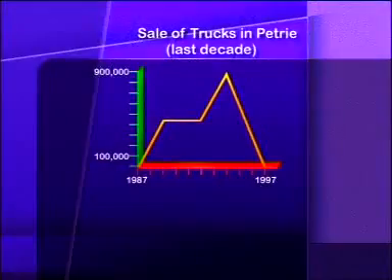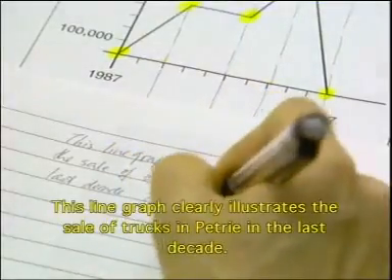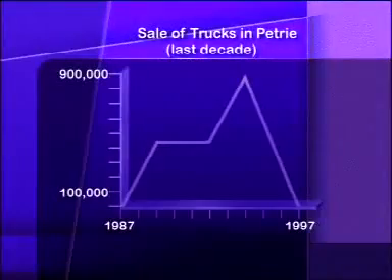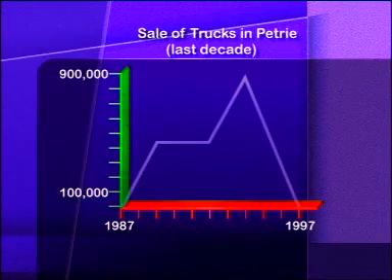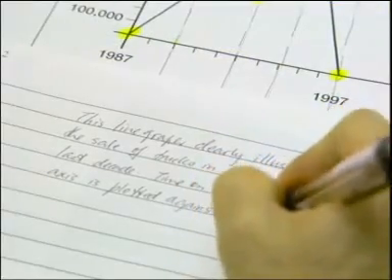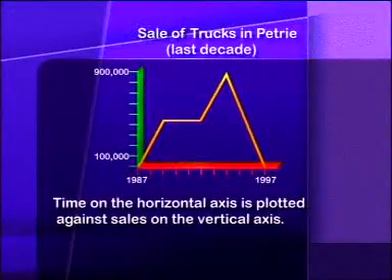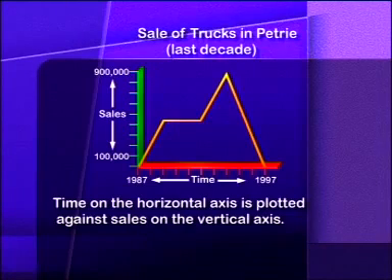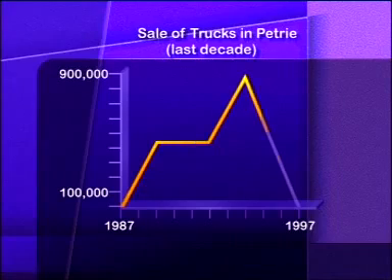3. Now you're ready to write out your introduction. This may be done as follows. For graph 1, we could say, this line graph clearly illustrates the sale of trucks in P3 in the last decade. The second sentence may refer to the horizontal axis and vertical axis. So in graph 1, your second sentence would read, time on the horizontal axis is plotted against sales on the vertical axis. Step 4. Now you're ready to write the body of the graph, which is represented by the line.